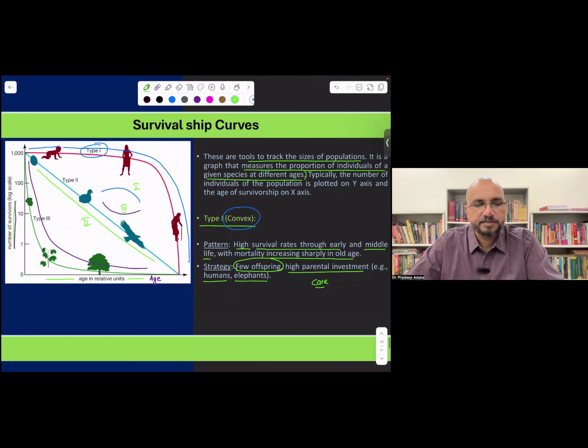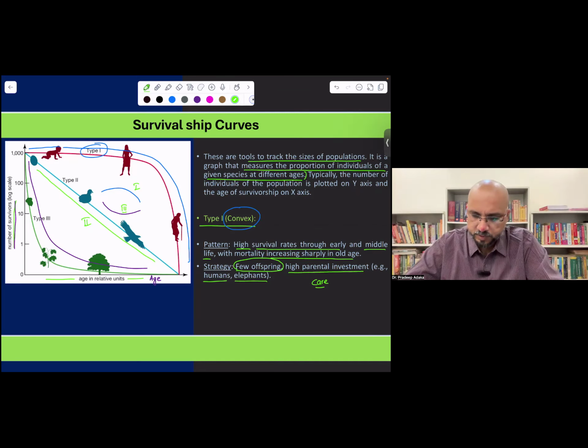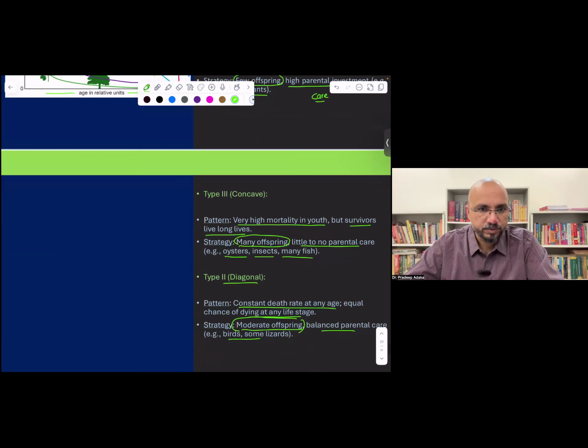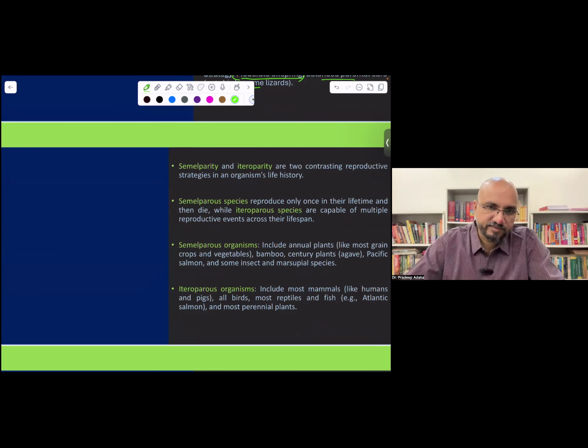This is a graphical representation showing the proportion of individuals of a given species at different ages, their chances of survival. So accordingly, they have strategies. Where the chance of survival is very low, they produce more offspring. Where the chance of survival is very high in the early and middle ages, they produce fewer offspring, because of parental care the chance of survival is very high. So type 1, type 3 and type 2 curves. Got it?